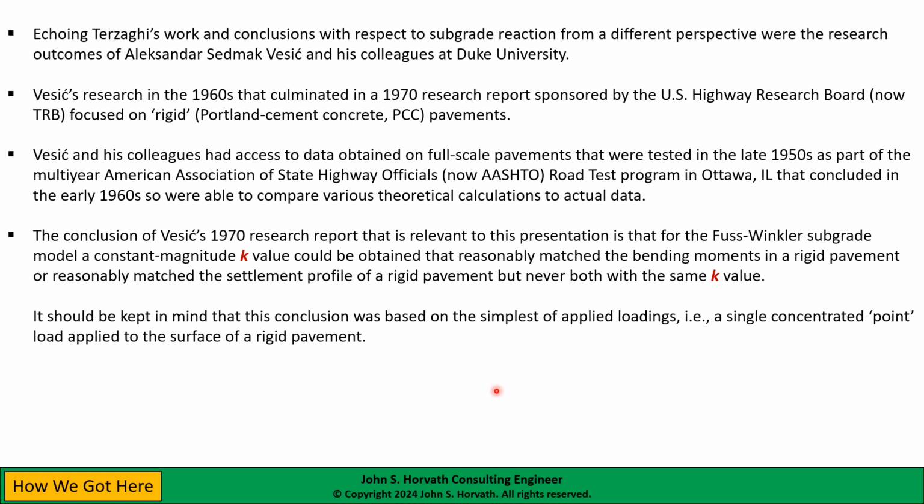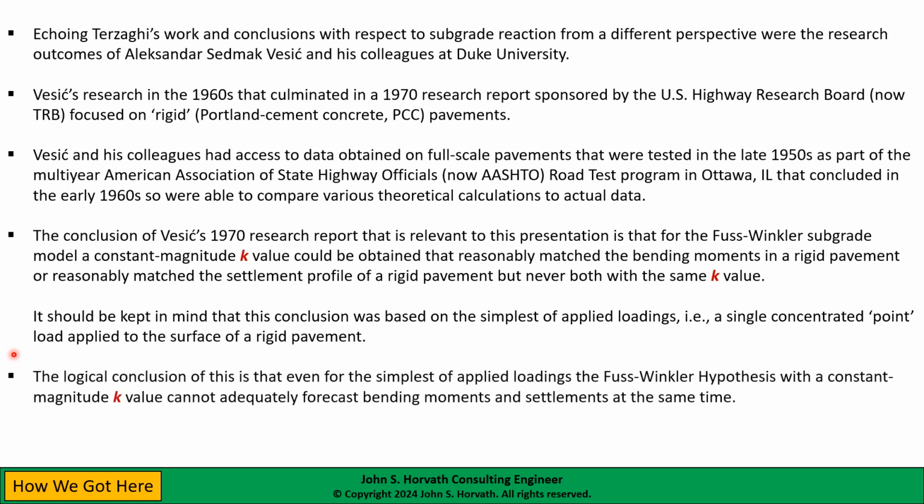And it should be kept in mind this was even for the simplest of applied loadings. This was for a single concentrated point load on the surface of a rigid pavement. So you couldn't get any simpler than this. You have just a single isolated point load, and even then you could not come up with a unique K value that would give you both correct moments and settlements. So as I said, the logical conclusion is even for the simplest loading, the Fuss-Winkler hypothesis with a constant magnitude K value for the springs cannot adequately forecast both moments and settlements at the same time.